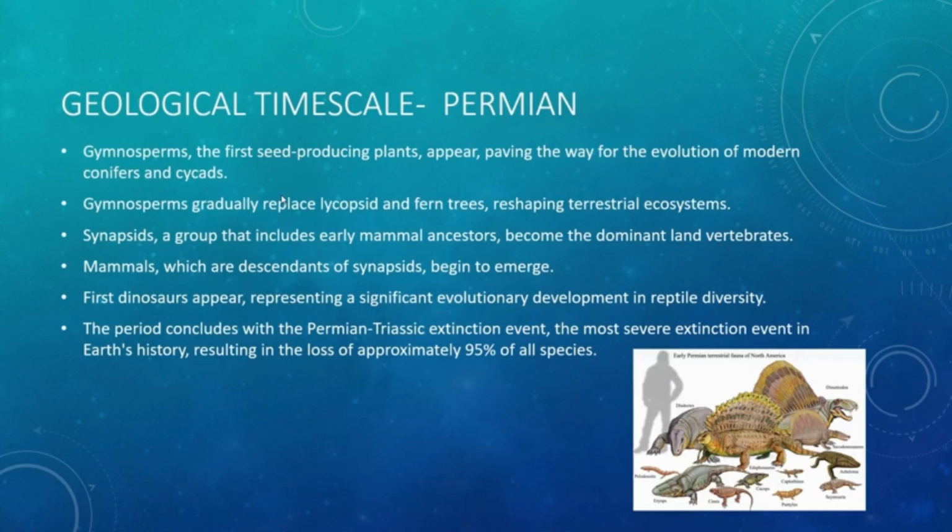The Permian was when gymnosperms, the first seed-producing plants, appeared, paving the way for the evolution of modern conifers and cycads. Gymnosperms gradually replaced lycopsids and fern trees, reshaping terrestrial ecosystems.